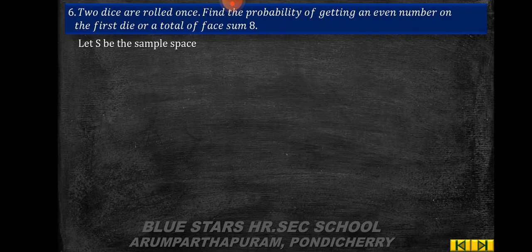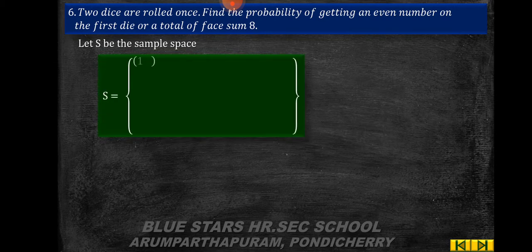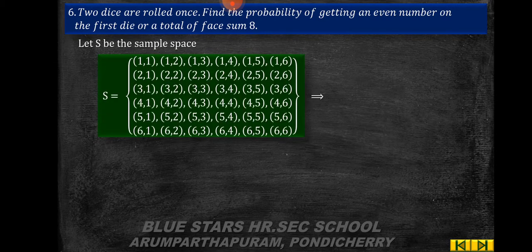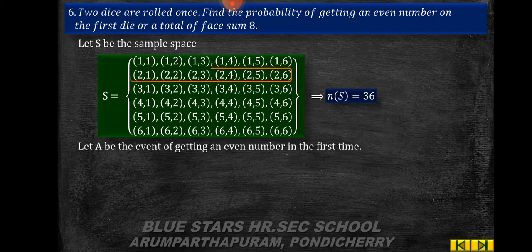So let S be the sample space. S is equal to (1,1), (1,2), etc., up to (6,6). So n(S) is equal to 36. Let A be the event of getting an even number on the first die.